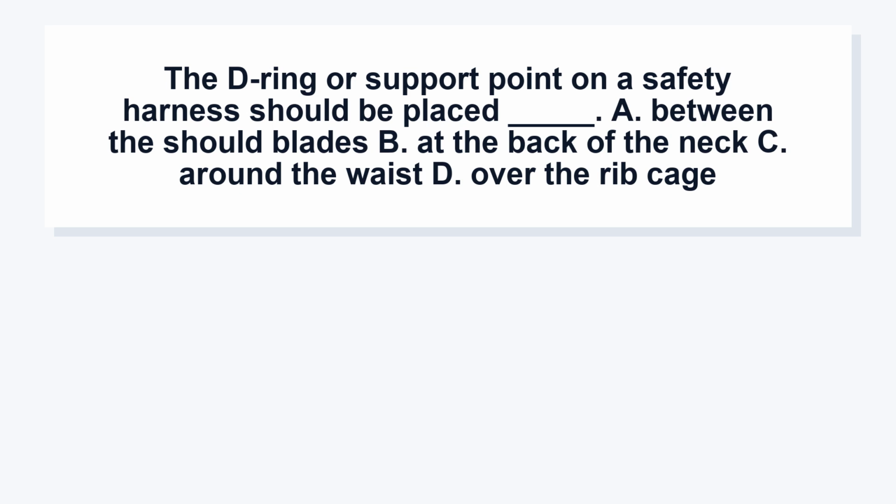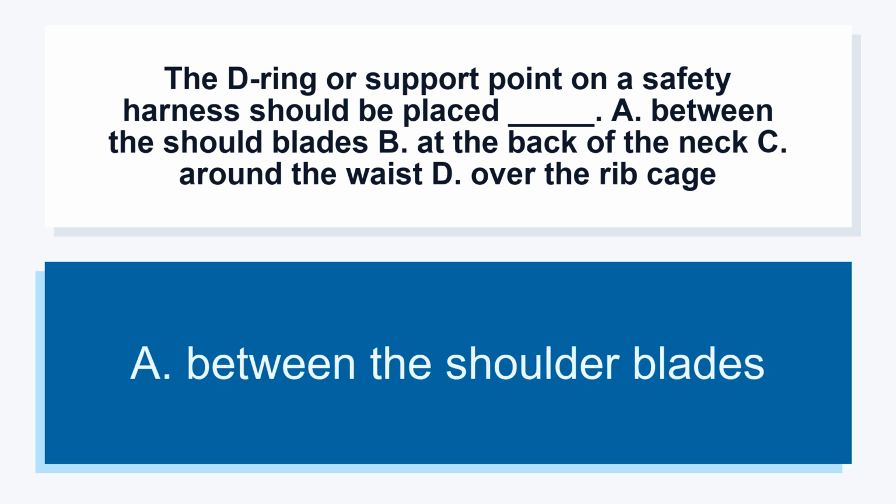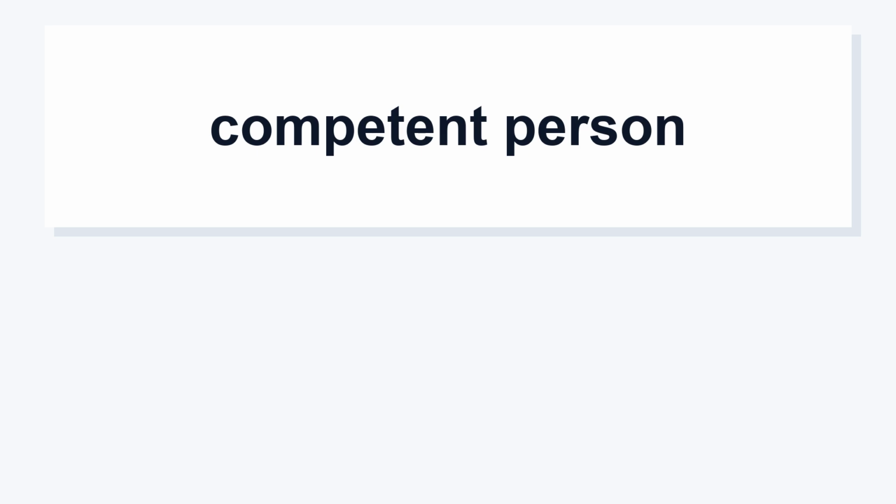The D-ring or support point on a safety harness should be placed: A. Between the shoulder blades. B. At the back of the neck. C. Around the waist. D. Over the rib cage. A. Between the shoulder blades. Competent person.